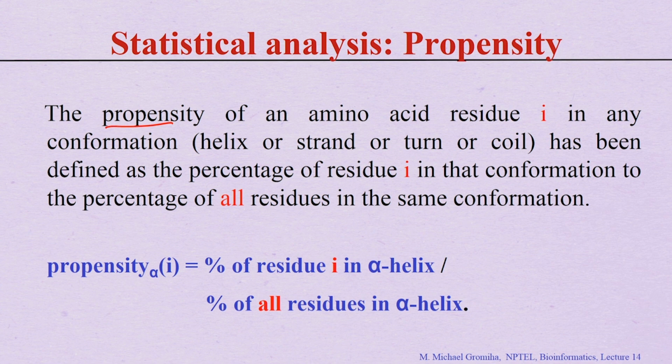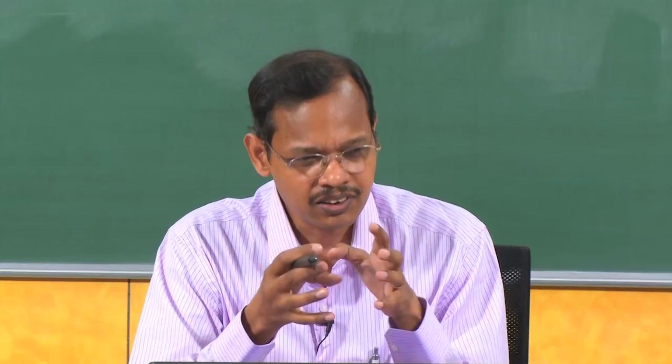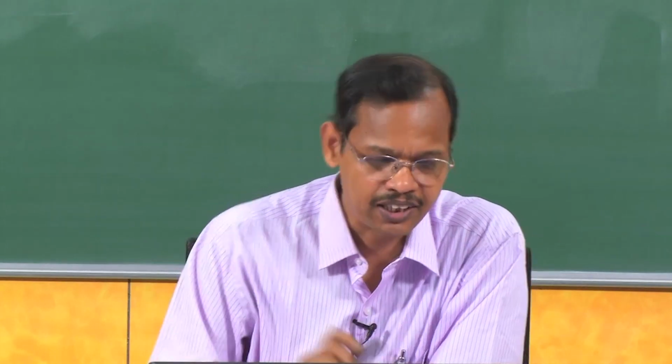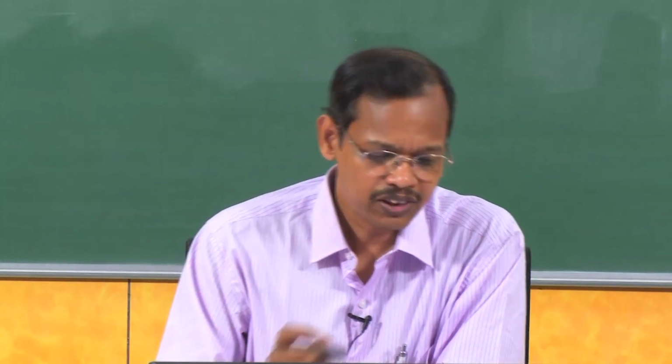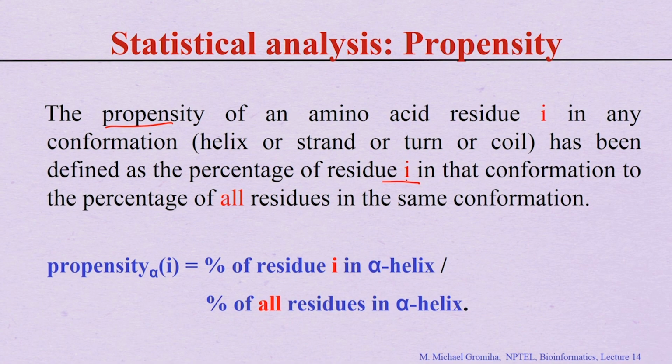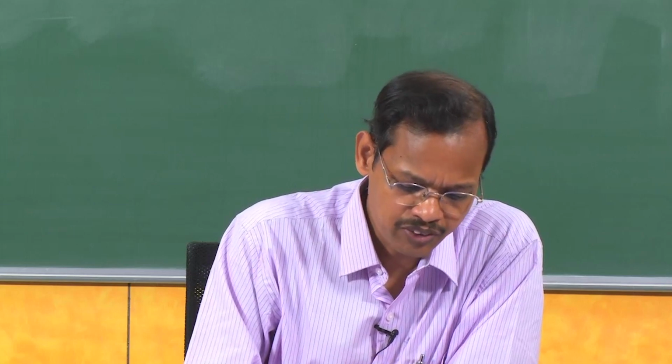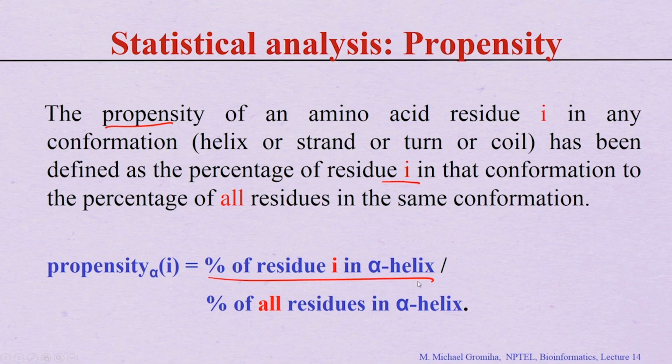The propensity of any amino acid, for example alanine, depends upon the preference of that particular residue in any particular conformation, for example helix or strand. How to do it? First, see the percentage of residue I in that conformation compared with all the residues in the same conformation. So, consider the propensity of I using the equation: percentage of residue I in alpha helix divided by the percentage of all residues in alpha helix.